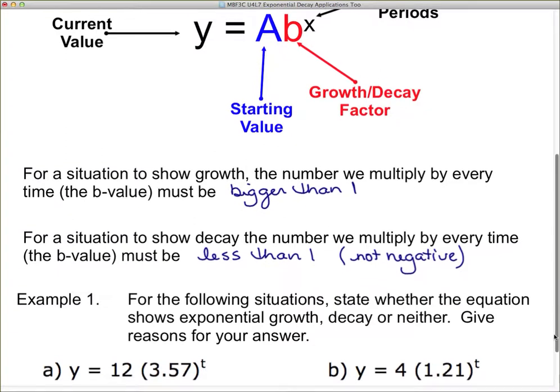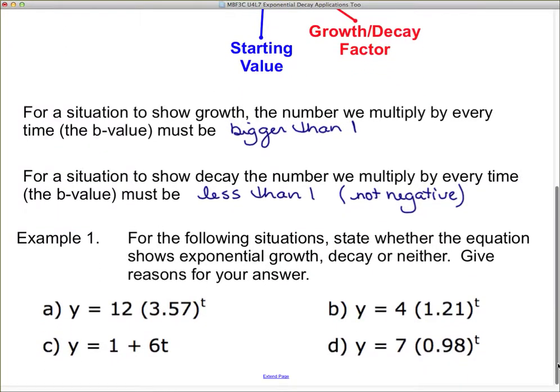Okay, so example number 1. Here we're going to figure out whether these represent growth or decay situations. Or, I've also got the option here, neither. Okay, so let's have a look.